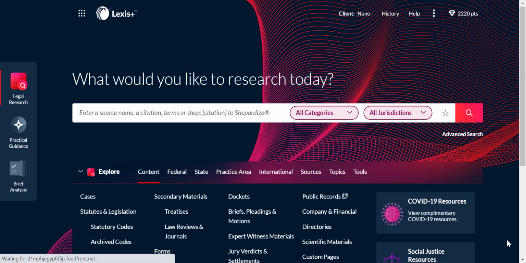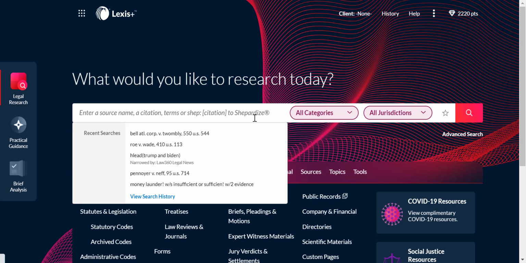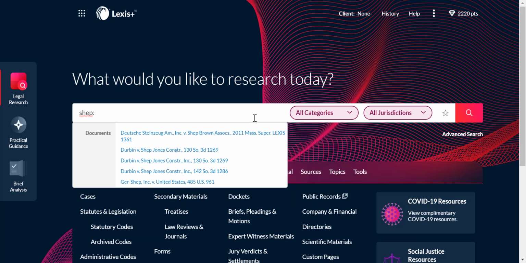Last week, we talked about using Shepard's to validate your authority. This week, we're going to talk about using Shepard's to expand your research or learn more about your topic. So let's take a look. I'm going to use my Shep: shortcut. Remember, that's going to take me right to the Shepard's report.